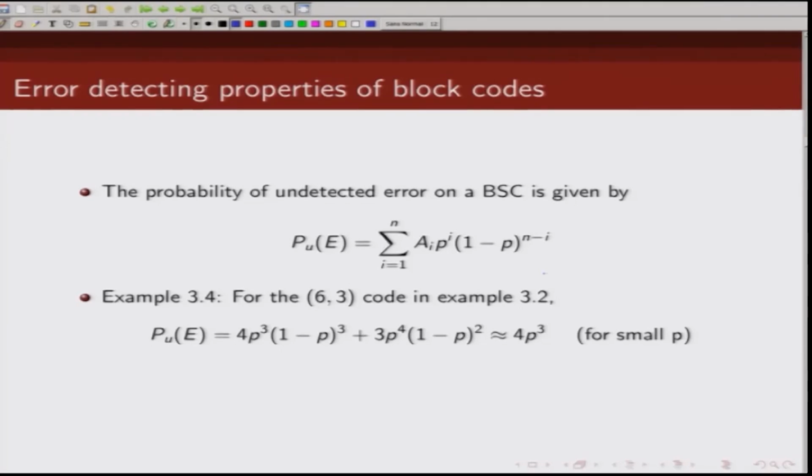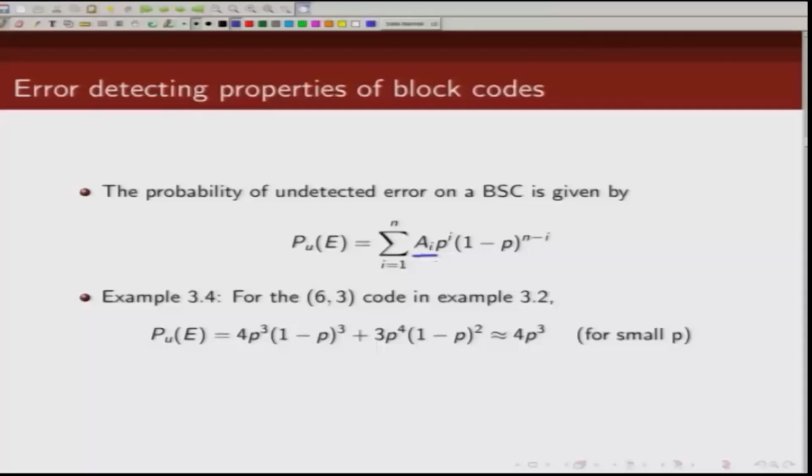So, that is why I have written it as: what is the probability that, when you are sending an all 0 code word, you get another code word of weight I? What is the probability that when I am sending an all 0 code word you receive a code word which has weight I? Now, that probability is given by, since we are considering a binary symmetric channel.